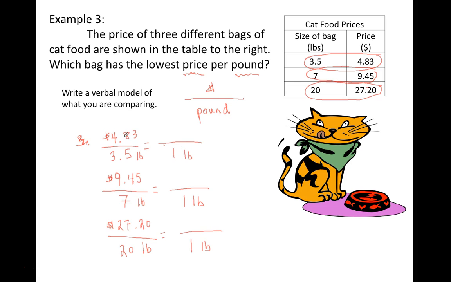Okay, so in order to go from 3.5 to 1, we would divide by 3.5. And to go from 7 to 1, we would divide by 7. And to go from 20 to 1, we divide by 20. Now, hopefully you remember what you do to your denominator or any part of the fraction, you have to do to the other part. So we would have to divide by 3.5, divide by 7, and divide by 20.